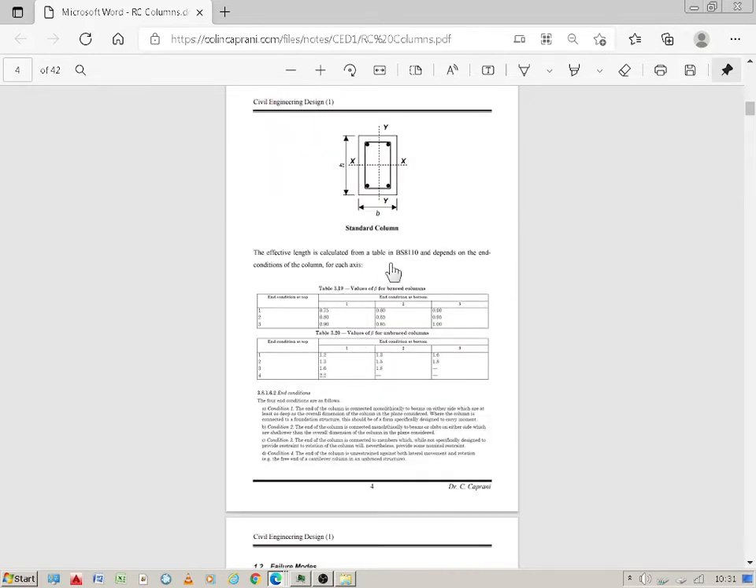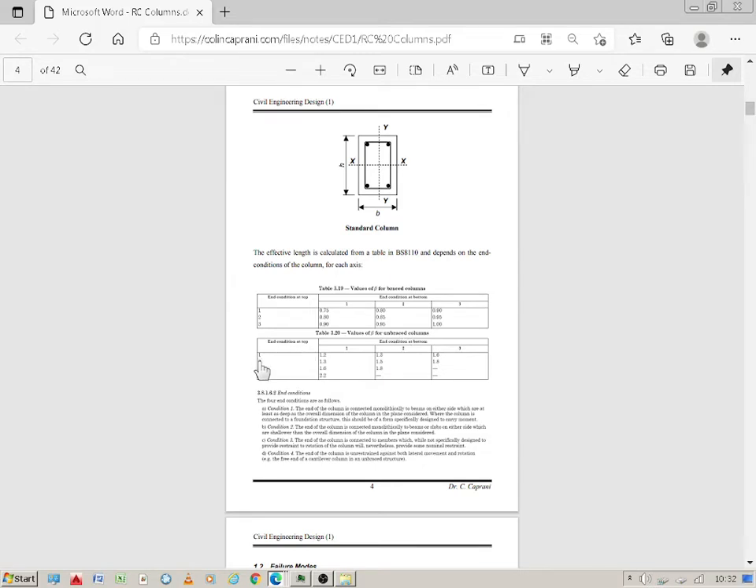So this is BS 8110, an extract. It's clause 3.8.1.6.2, end conditions. Table 3.19 gives values of beta for braced columns, and Table 3.20 is values of beta for unbraced columns.